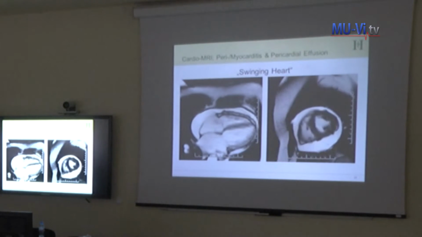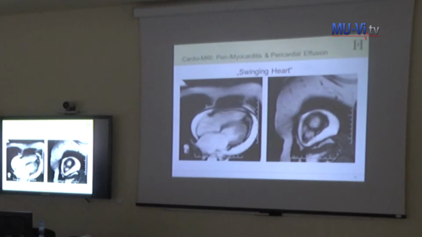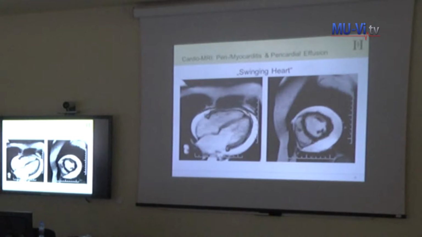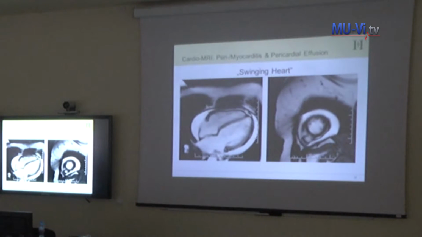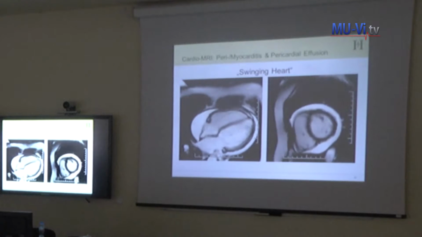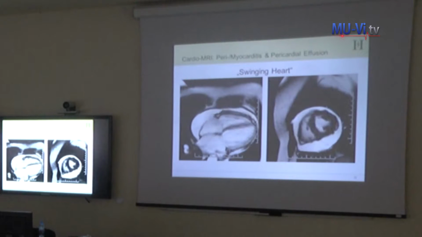So what you see here is what we call a swinging heart. If you have a myocarditis or an infection of the heart, you get a pericardial effusion sometimes. And this is a big one. You see the heart swinging in this effusion, so we call it swinging heart.